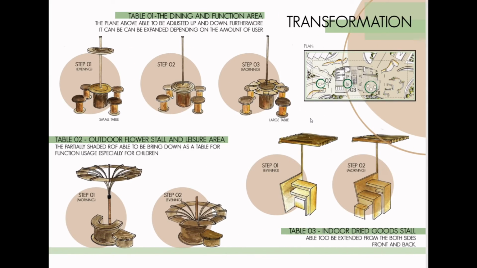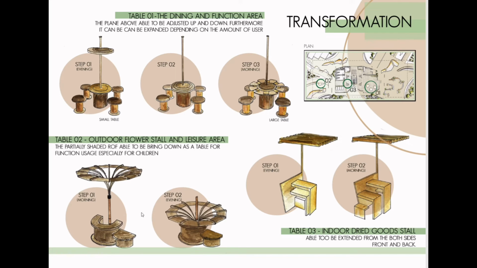So this is a transformation for my tables. There's actually 3 types of it: table 1, table 2, and table 3. Table 1 is actually located indoor in the dining hall, where the panel of it is actually able to be descended down and expanded to large table depending on the user's purposes and amount of it.